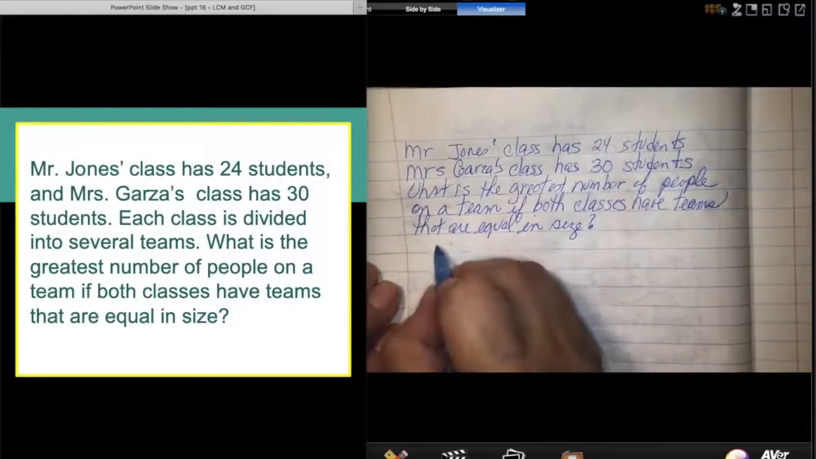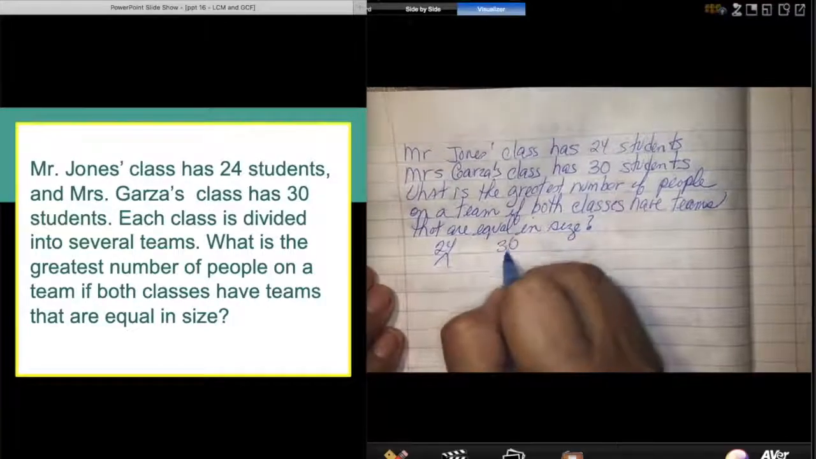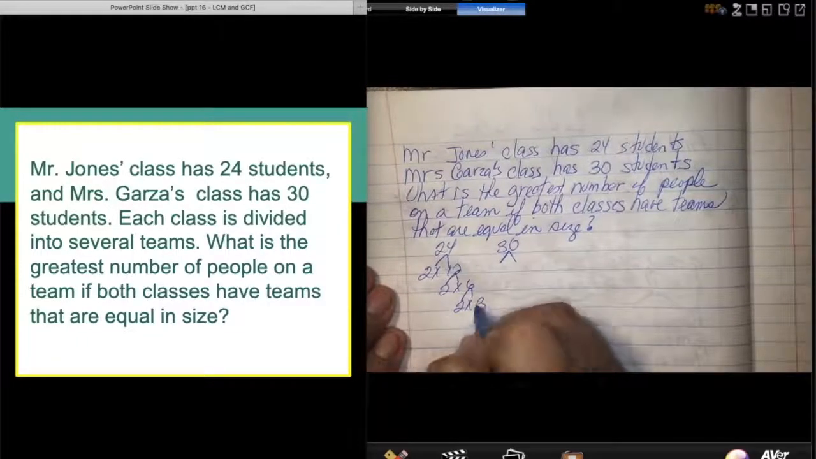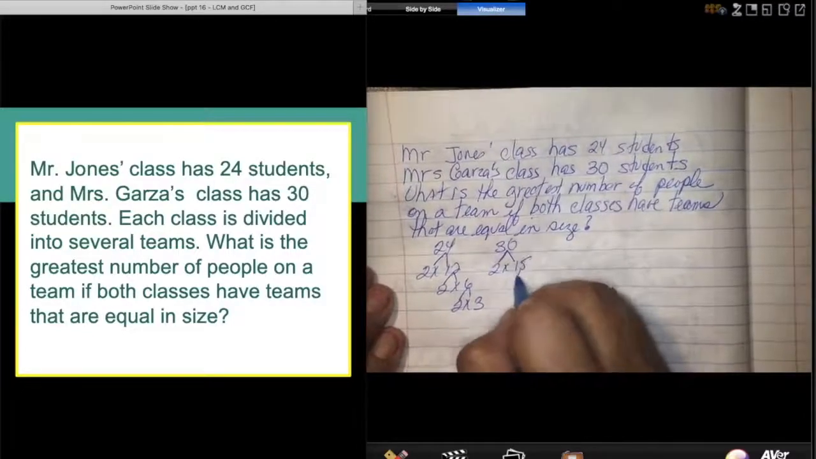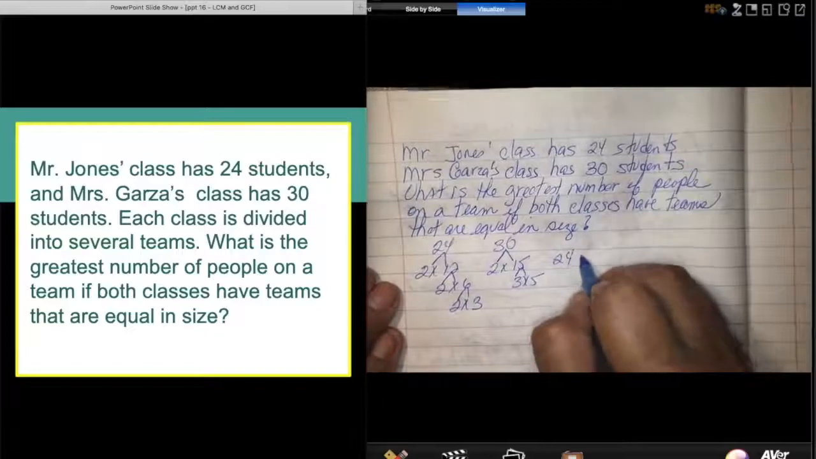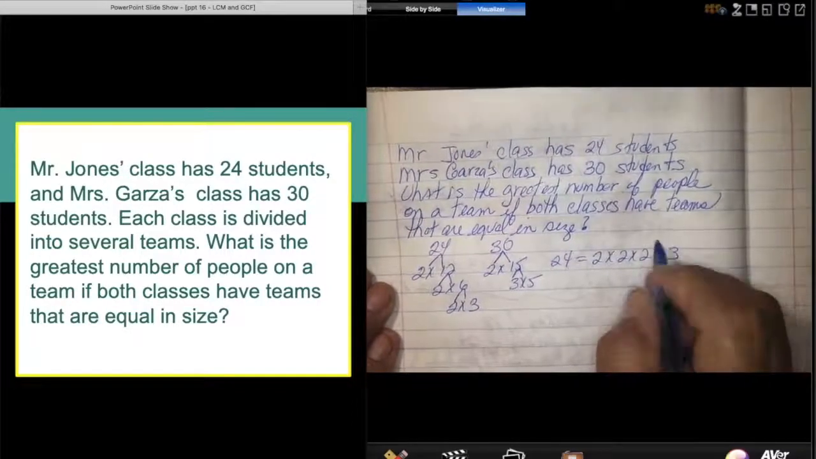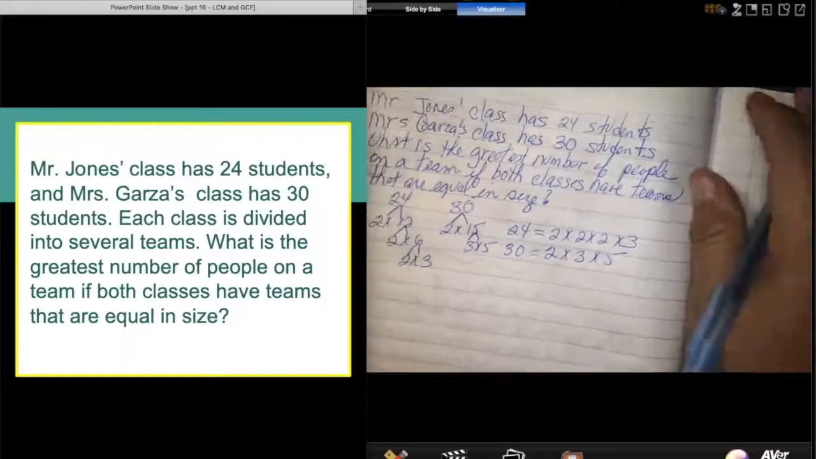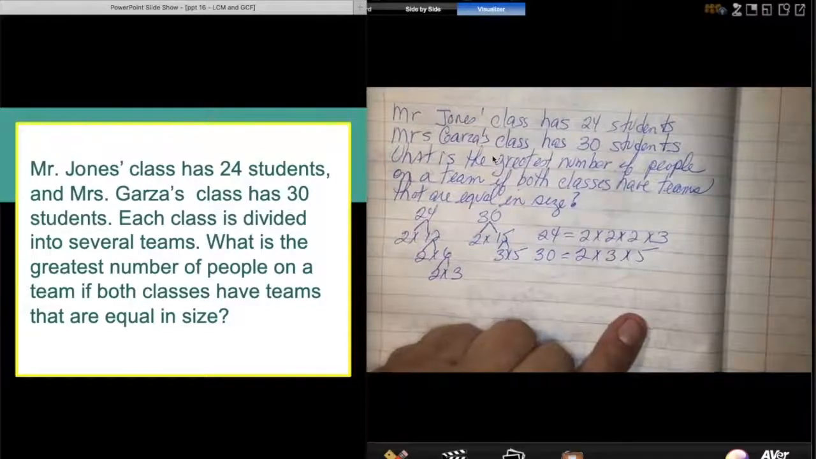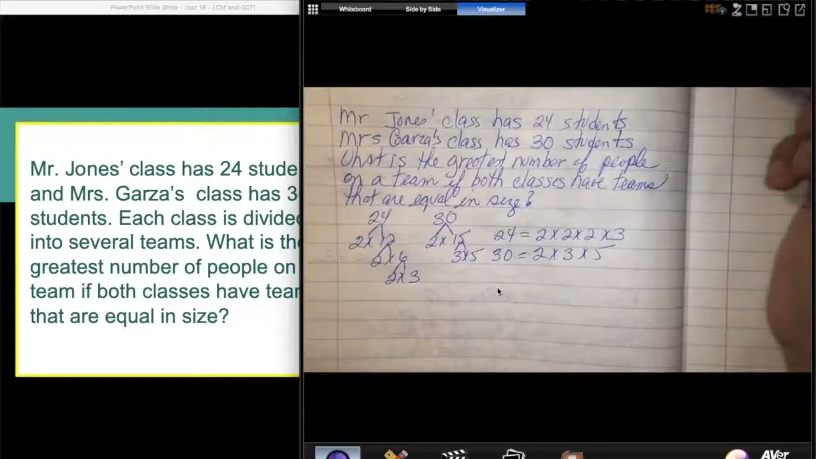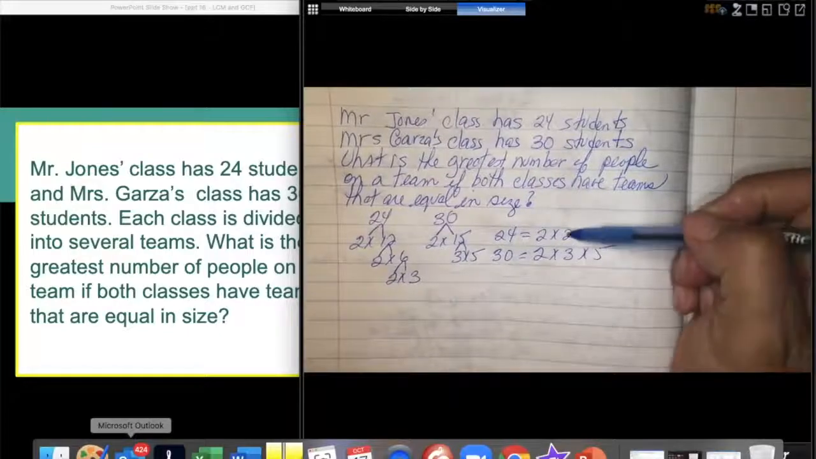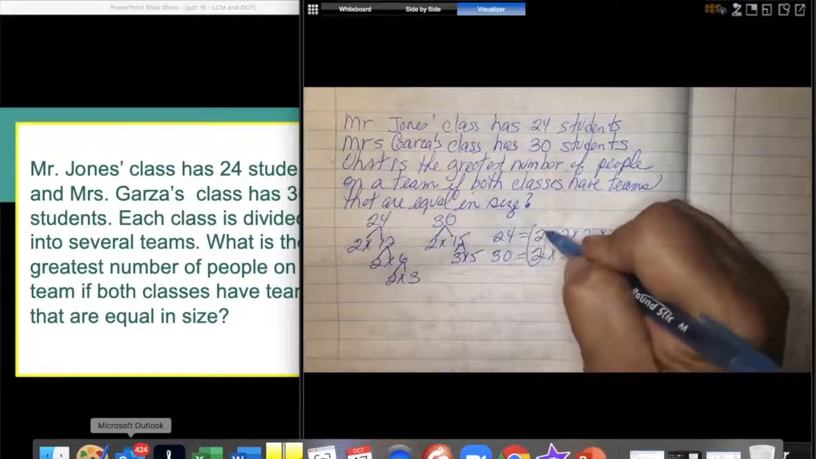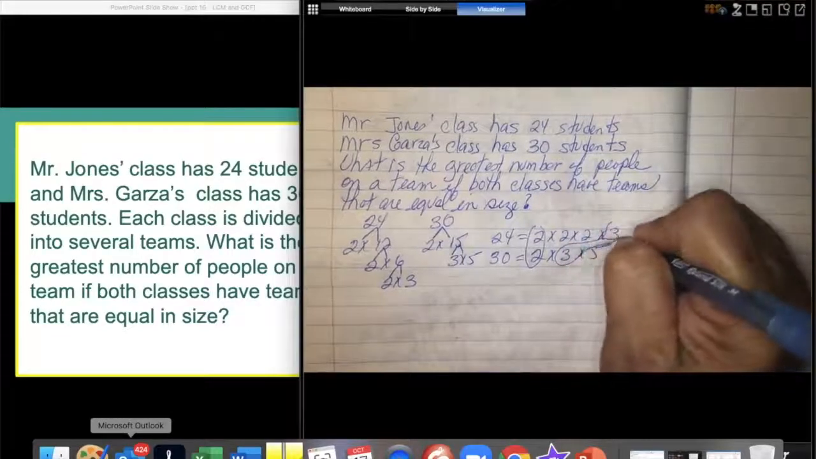Okay, let's go ahead and find the GCF of 24 and 30. 2 times 12, 2 times 6, 2 times 3, 2 times 15, 3 times 5. So 24 is 2 times 2 times 2 times 3, and 30 is equal to 2 times 3 times 5. Let's double check. Three times two is six, times two is 12, 12 times two is 24, five times three is 15, 15 times two is 30. Let's circle any common factors, which is six.